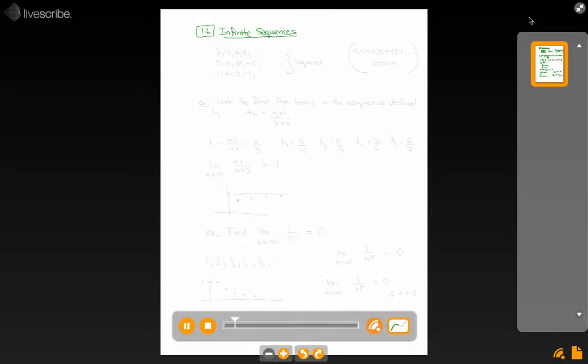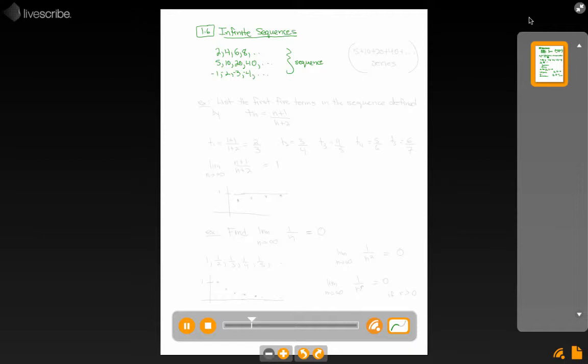And so if I have a list of numbers like 2, 4, 6, 8, etc., or 5, 10, 20, 40, or even 1, 2, 3, 4. Maybe they're negative, -1, -2, -3, -4. Any list of numbers is a sequence. They may follow, as these ones do, a really predictable pattern and be arithmetic, adding 2 every time, or multiplying by 2 every time, or subtracting 1 every time, but it's a list of numbers.